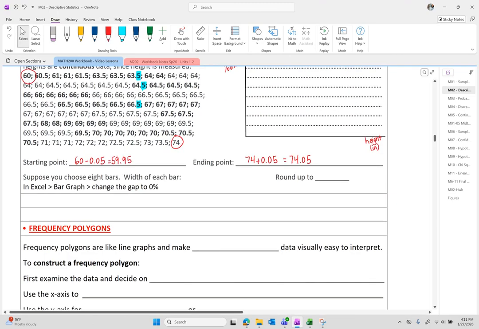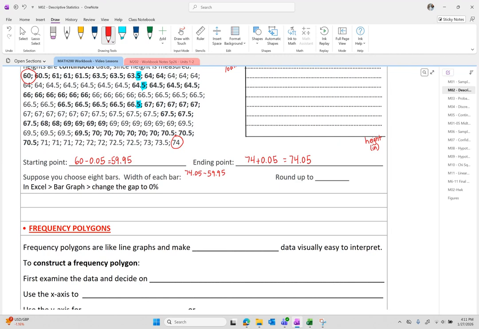To find the width of every bar, I will subtract the two values, 74.05 minus 59.95, and I will divide by the number of bins, by the number of classes. I want to have 8 bars per instructions. And when I do this math, it comes out to be 1.7625, which doesn't make sense in terms of widths. So we will round up to 2.